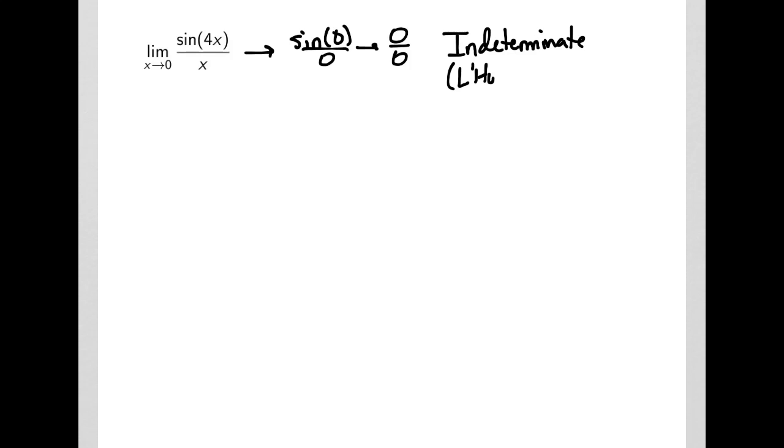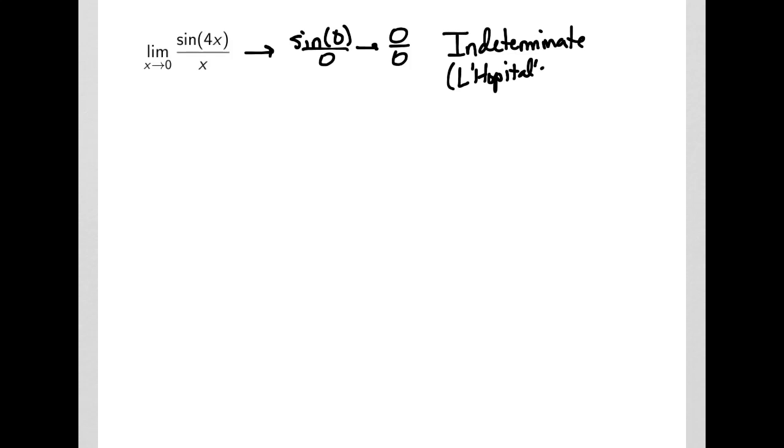The fourth problem in this limit section is to calculate the limit as x approaches 0 of the sine of 4x over x. The first thing we do is we try to just plug it in. So what's the sine of 0 over 0? The sine of 0, unit circle, that's 0. So 0 over 0. This is indeterminate, but L'Hopital's rule applies.